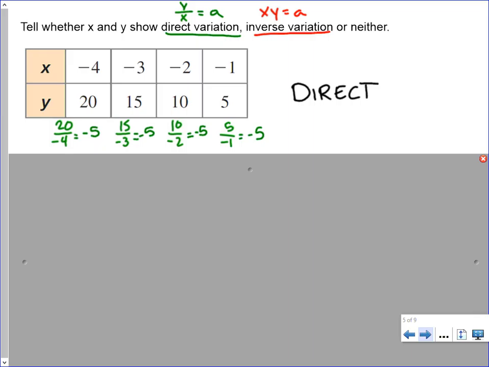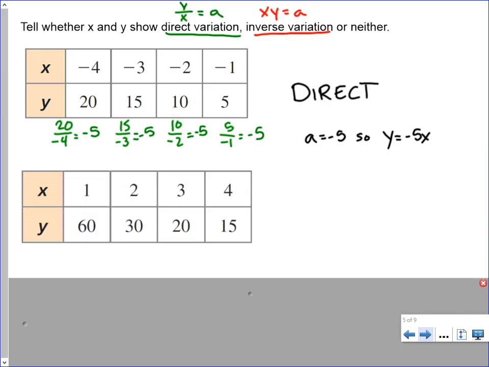And if you take the time to check for direct, you could very easily write an equation relating these two values, because you now know that a is equal to -5, so y equals -5 times x. And think about that. If I took -5 times x and plugged in all these x's, -5 times -4 is 20. -5 times -3 is 15. Okay, so it works. You don't have to do this writing of the equation on this problem, but just to show you, it follows really nicely.